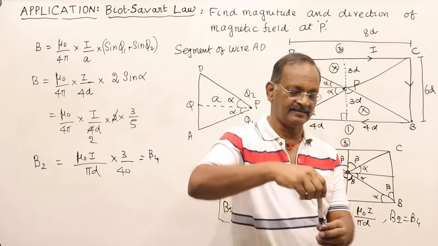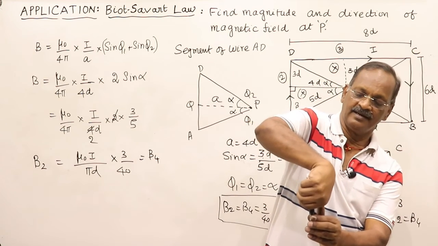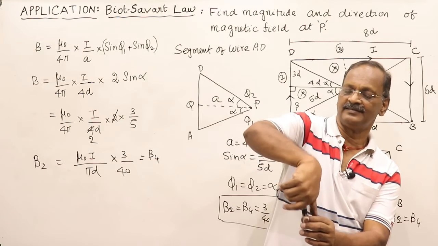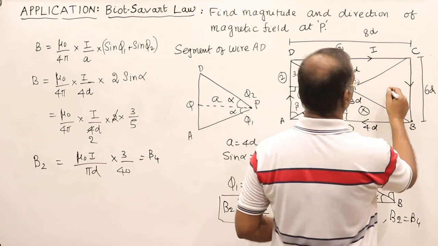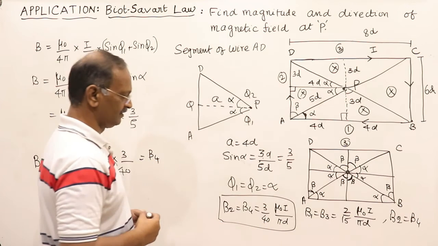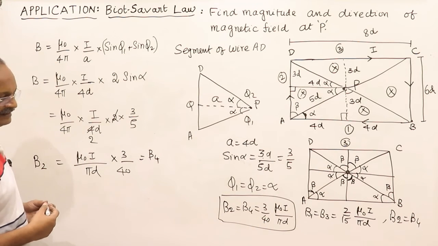For this one, the conductor is like this, we have to hold this. It means it is for this side of the conductor. P is here, so it is going into. It means here also into. It means the magnetic field on all the sides is into. So we have to find out the net magnetic field.